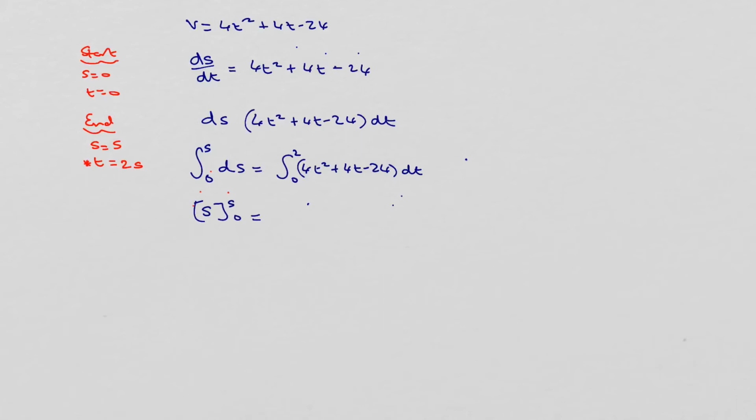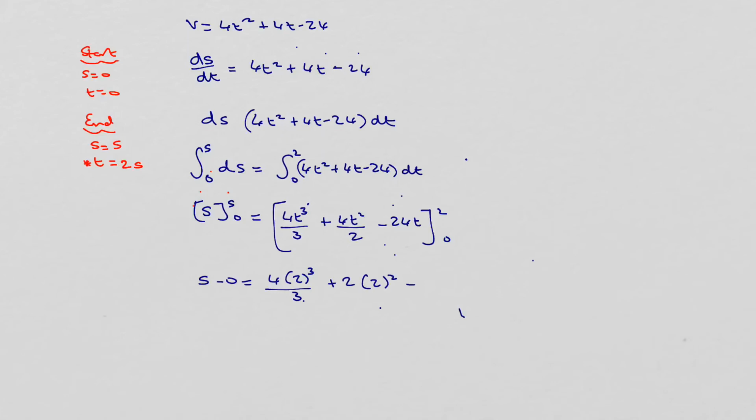And if I integrate 4t squared, I end up with 4t cubed over 3. So remember to add 1 to the power and divide by the new power. Limits being 2 and 0. So then s minus 0 is equal to 4 times 2 cubed over 3 plus 4 divided by 2 is 2 there. I'm just going to simplify that. 2 squared minus 24 times 2. And then obviously if I sub in 0, I'm just going to end up with 0 there.